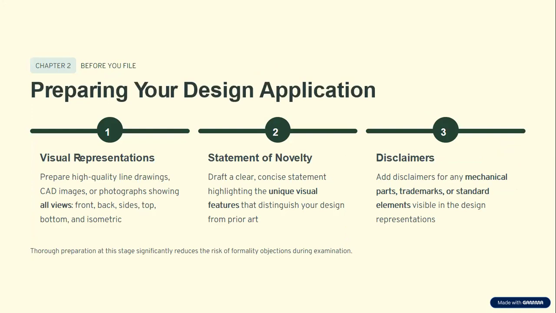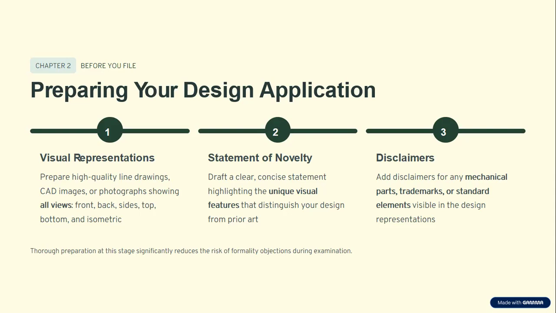How to make the design application? What are the different preparation steps for the design application? First one is visual representation. Prepare a high quality line drawing with the help of CAD software. Draft all the views of the design by showing front view, back view, side view, top view, bottom view and isometric view. All the views we need to draft and show individually in each visual representation sheet.